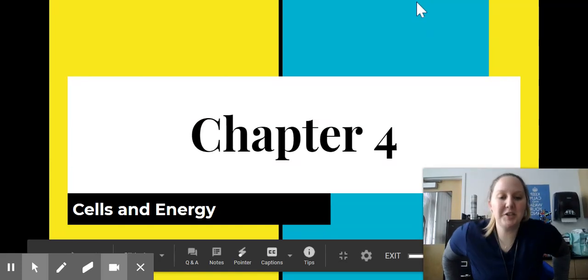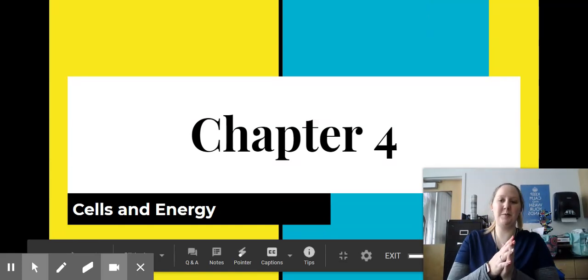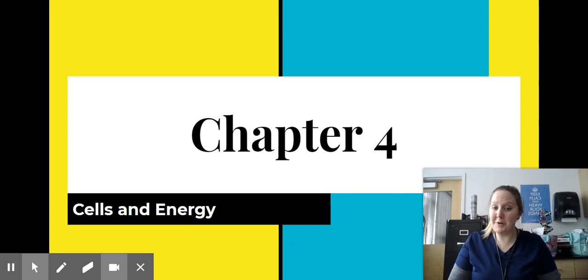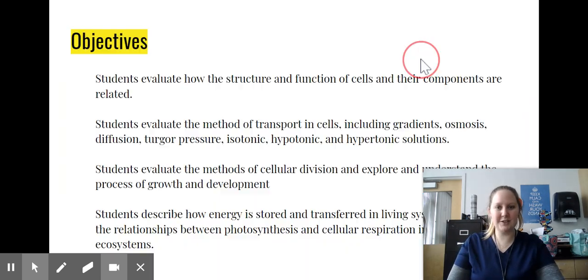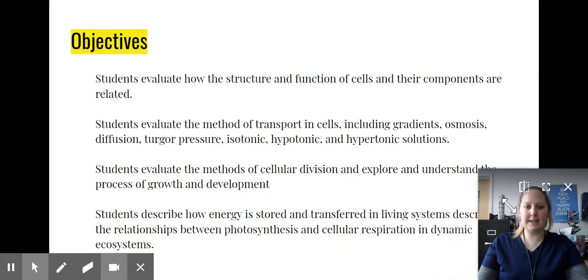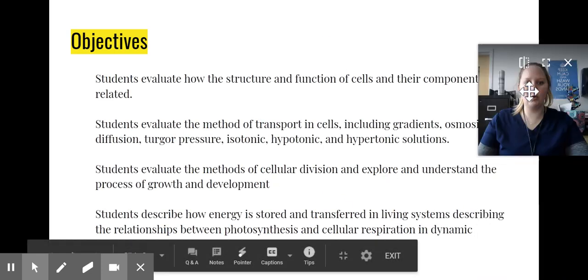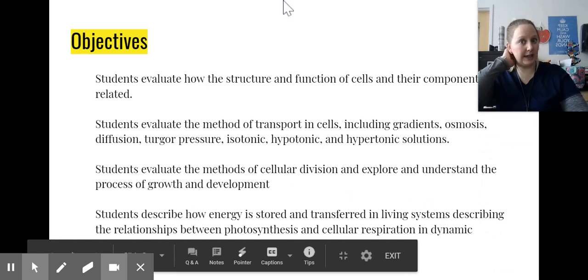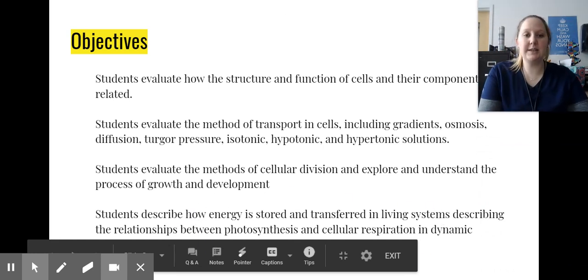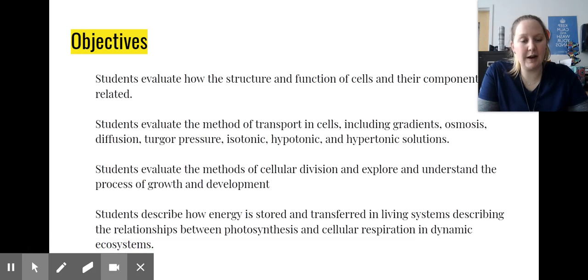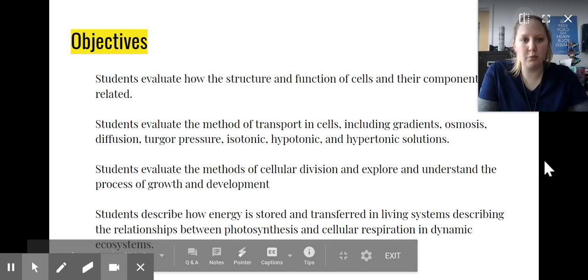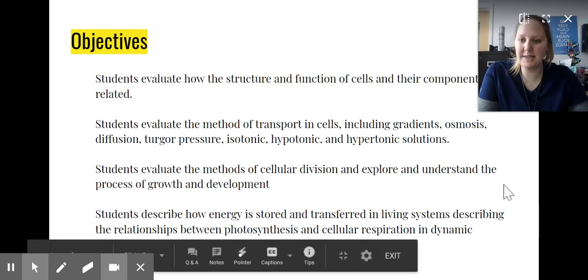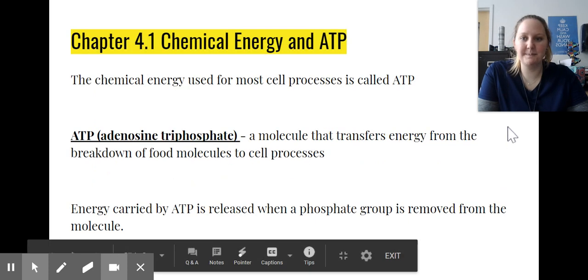Hi guys, so today we're going to start chapter 4. We're going to go over chapter 4.1, which is about energy, and chapter 4.2, which is an introduction to photosynthesis. So we are now focusing in on our objective right down here, that we are now looking at the relationship between photosynthesis and cellular respiration and how they interact in a dynamic ecosystem. And now I know that sounds like a lot, so we are going to break that down step by step and see where it takes us.